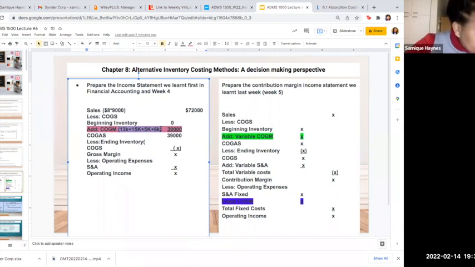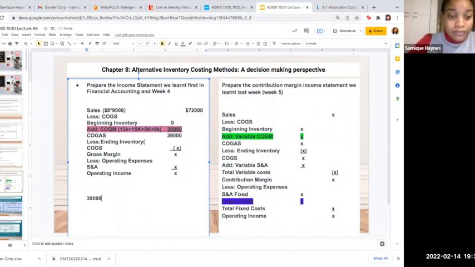1,000 times 8, where did we find 8? 8 is the sales price. Sales price wouldn't be our cost of ending inventory. That's how much we sell our inventory for, but it's not our cost. What is our cost? Our cost of goods manufactured tells us how much it costs to produce our product. It costs us $39,000. Exactly, very good.